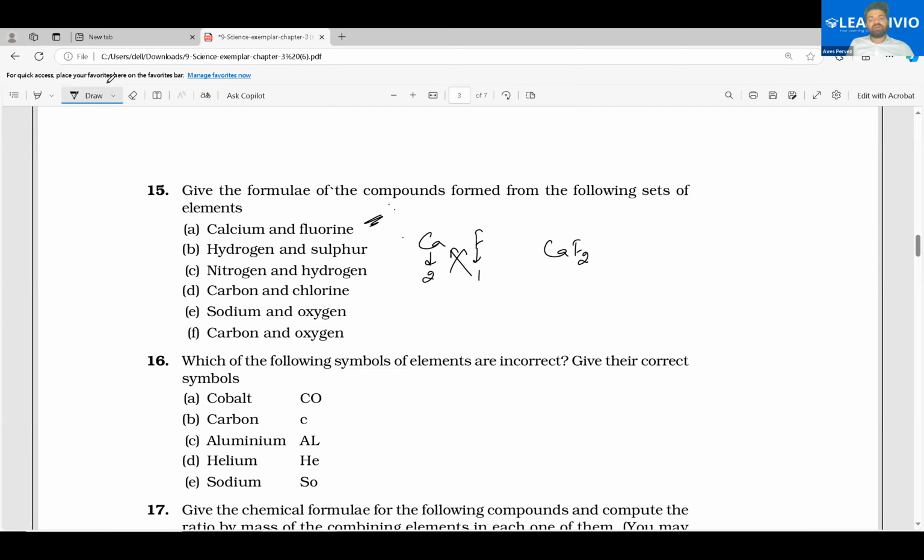Hydrogen and sulfur. Hydrogen has valency H plus 1 and sulfur, sulfide, has valency 2. When they make a bond, hydrogen and sulfur form H2S, hydrogen sulfide. Okay. So try to write the formula and also try to write the name of the compound formed. Like hydrogen and sulfur gives hydrogen sulfide.